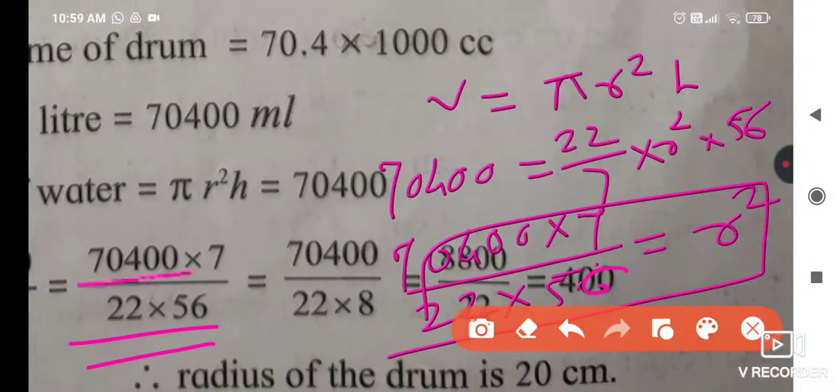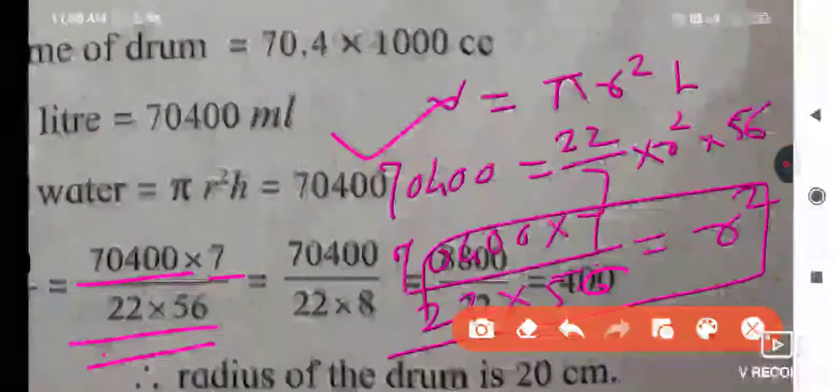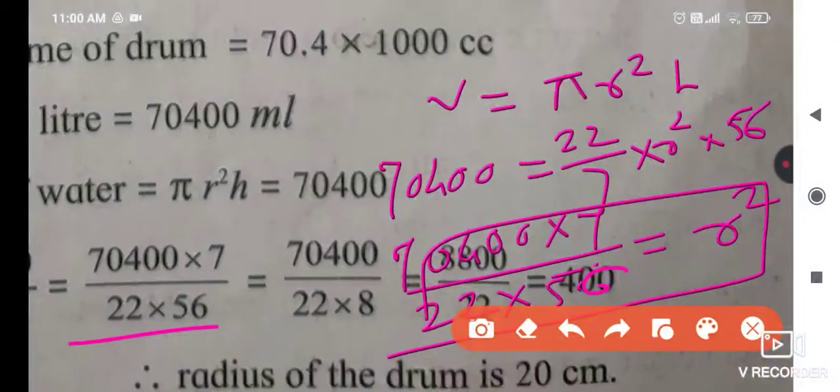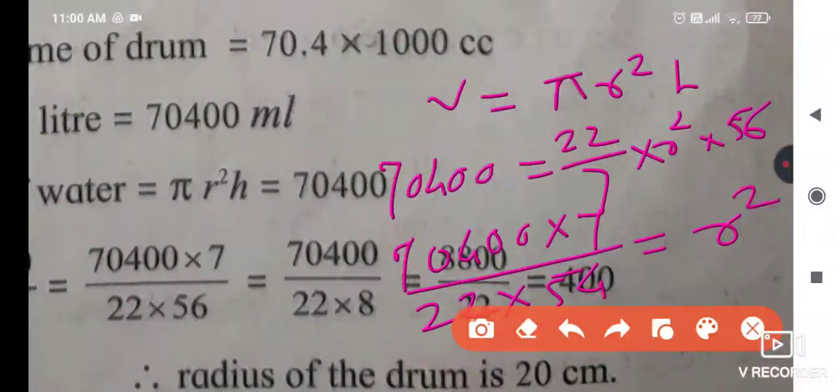See, 70,400 into 7 into 22 into 56 is in the denominator's position. Okay, you can solve it in this way, otherwise you can also solve it the way it is given in our textbook. Now if you want, you can just note this down. So we got that step here.